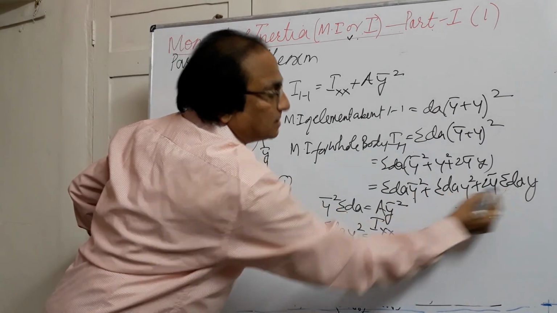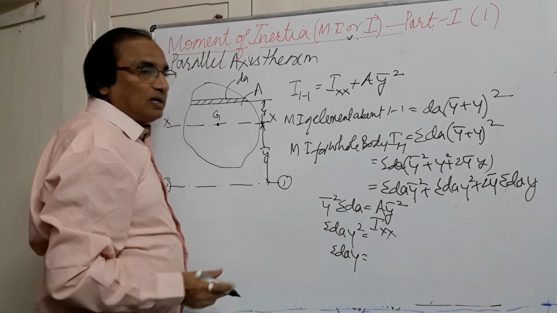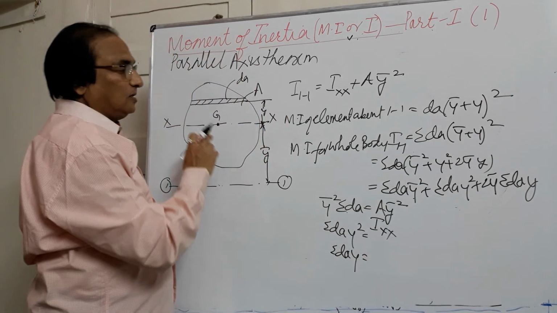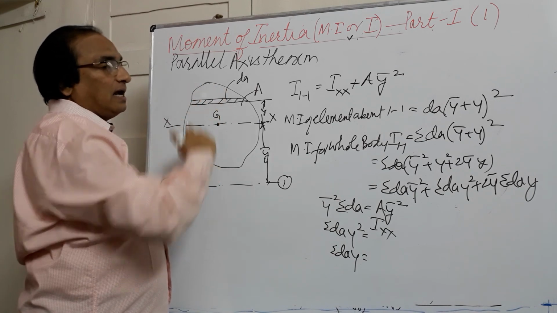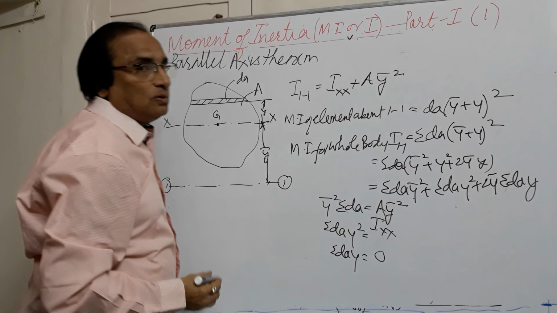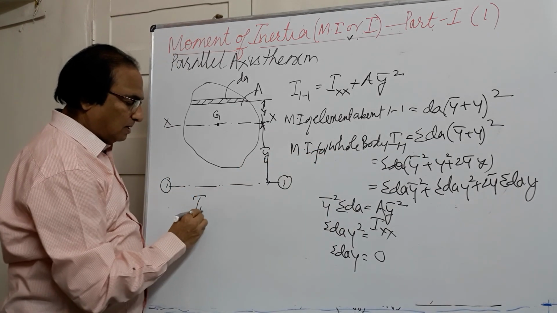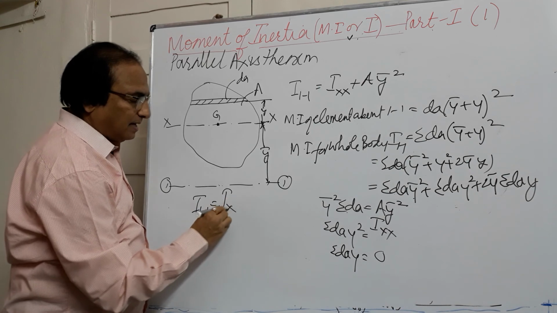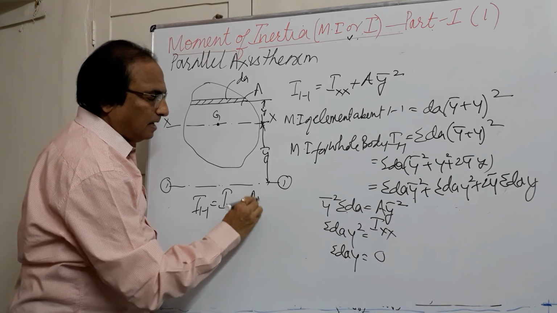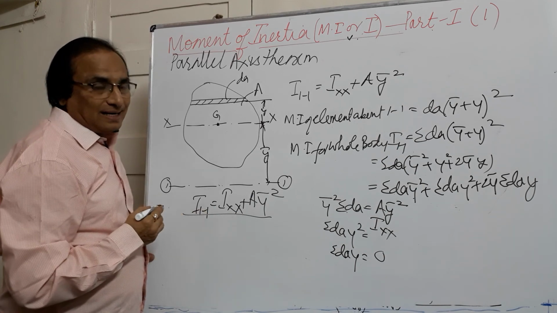Now coming to sigma dA into y, this is nothing but the moment of all the areas from the centroid, upper area and lower area. If you take the moments about the centroidal axis, this will be equal to 0. Now if I substitute here, moment of inertia about 1 is equal to Ixx plus A y bar square. This is the parallel axis.